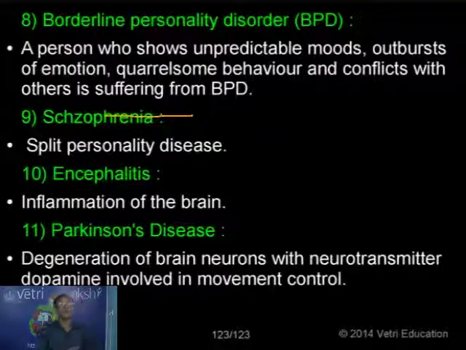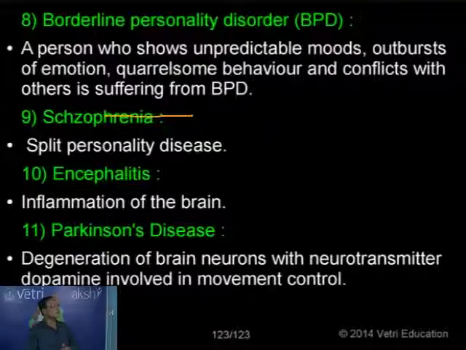So we have outbursts of emotions. Unpredictable mood, we cannot judge what type of mood that person has, so that is called unpredictable moods, outbursts of emotions, quarrelsome, always in conflict with others, not adjusting with others. This type of brain disorder is called borderline personality disorder.